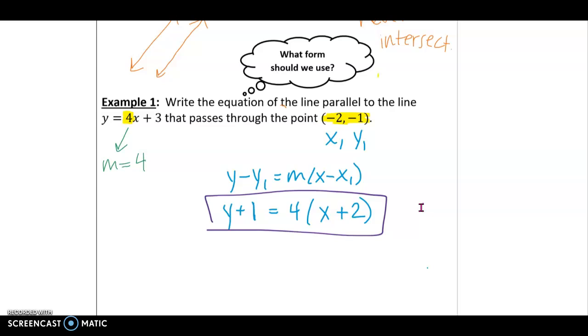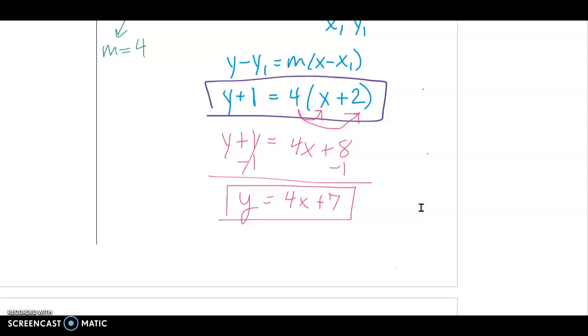If I wanted to continue and write it in y equals mx plus b, I would start by distributing. 4 times x is 4x. 4 times 2 is 8. And the last step would be to minus 1 on both sides. So we end up with 4x plus 7. Notice that I have two boxed answers because they are both correct. They're just written two different ways. The first one is written in point slope form, and the second one is written in slope intercept form. So let's do one more example for parallel lines before we look at perpendicular.